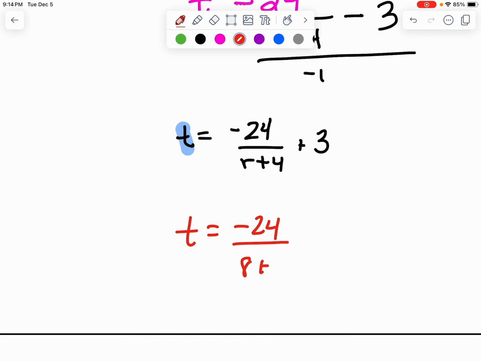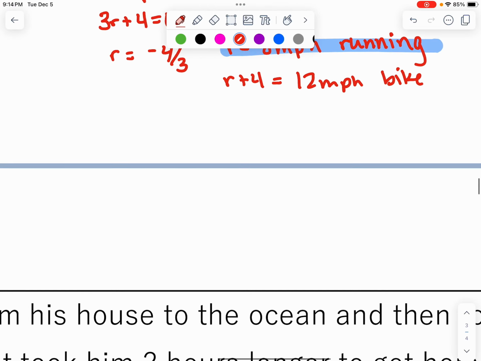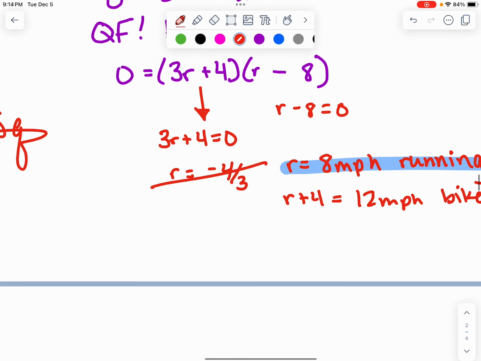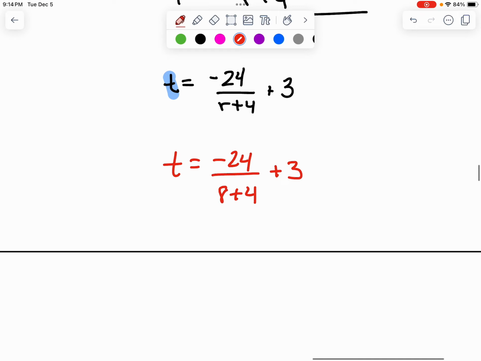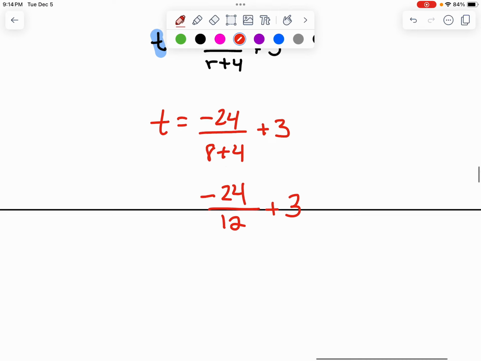You could plug in 8. Wait, did we get 8 for the running? Oh crud! I didn't explain why negative 4/3 doesn't work. You can't run a negative rate. Right. Well, you just did. I know, but that was messy, and I don't want to redo my video.